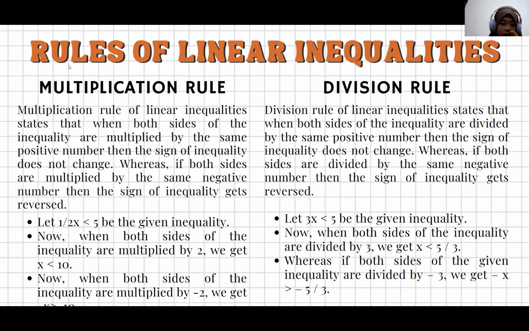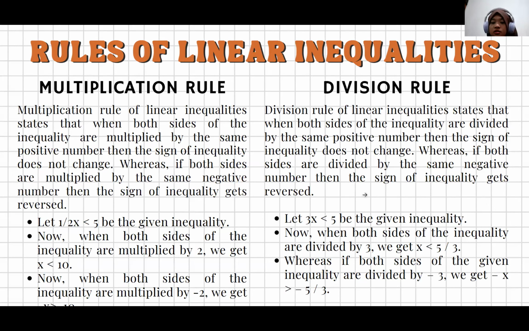Let 1 over 2 x is less than 5 be the given inequality. In the first method, when both sides of the inequality are multiplied by 2, we get x is less than 10. In the second method, when both sides of the inequality are multiplied by negative 2, we get negative x is greater than negative 10.